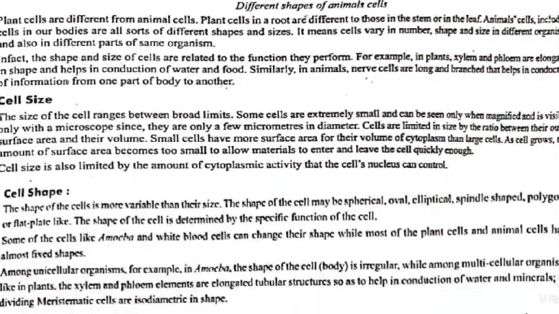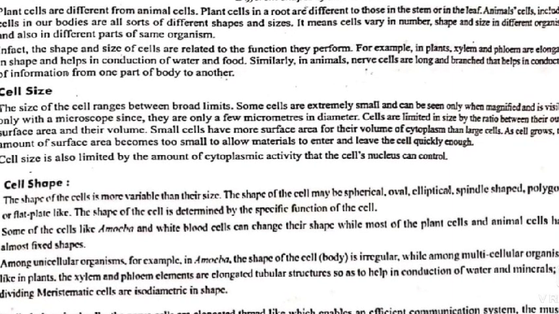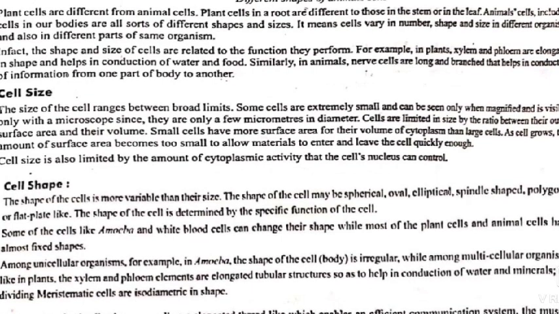Cell size. The size of cells ranges between broad limits. Some cells are extremely small and can be seen only when they are magnified, visible only with a microscope. They are only a few micrometers in diameter. Cells are limited in size by the ratio between their outer surface area and their volume.